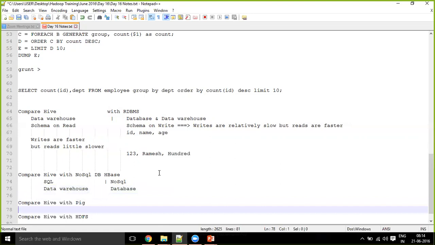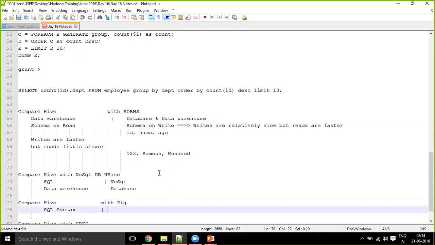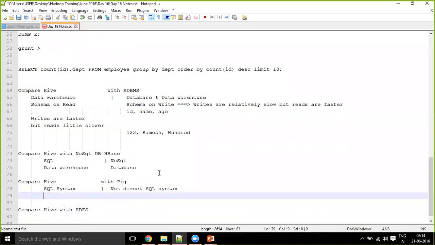Now, coming to Pig. Hive exactly supports SQL syntax. Pig is not direct SQL syntax. Similar to that, not direct SQL syntax. And once a table is created in Hive, tables are persisted here.